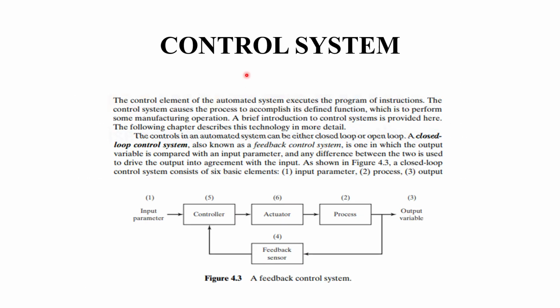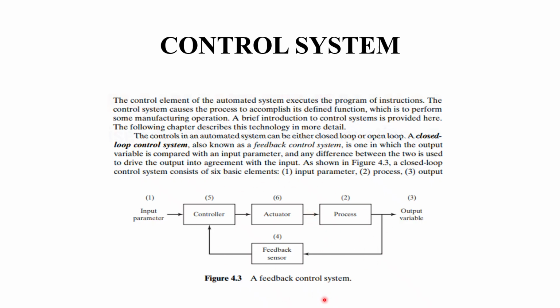Coming to the last element of an automated system, which is the control system, familiar to all of us. The control system of an automated system executes a program of instruction. This control system causes the power to accomplish its defined function, which is used to perform some manufacturing operation. You define that as a closed loop control system.